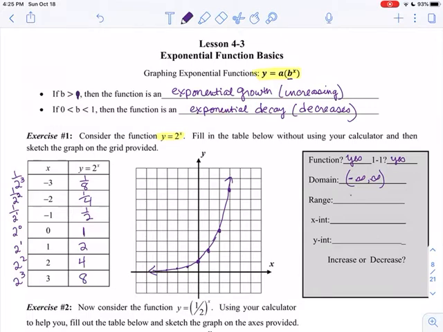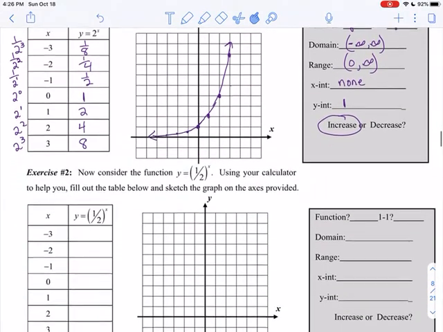The range of the y's, that's up and down. Is there a bottommost point? Well, it is approaching 0. It never touches 0, so it's going to be 0, but I'm not including the 0, but it will get closer and closer. Is there a topmost point? Nope, there's not, so it's infinity. The x-intercept, is it intercepting the x-axis? No, it's getting closer and closer to it, but it's never intercepting it. And the y-intercept is 1. Is it increasing or decreasing? It is increasing. Okay, so this is an exponential growth. B is greater than 1 because I have y equals 2 to the x.